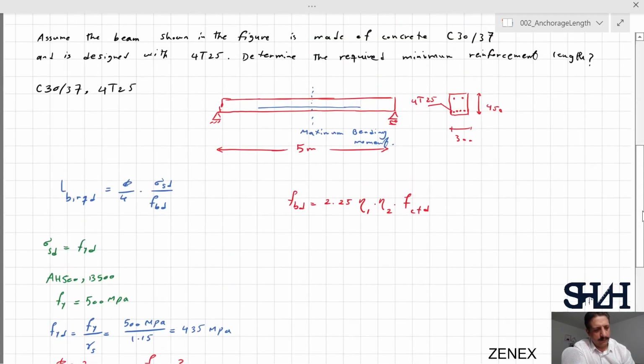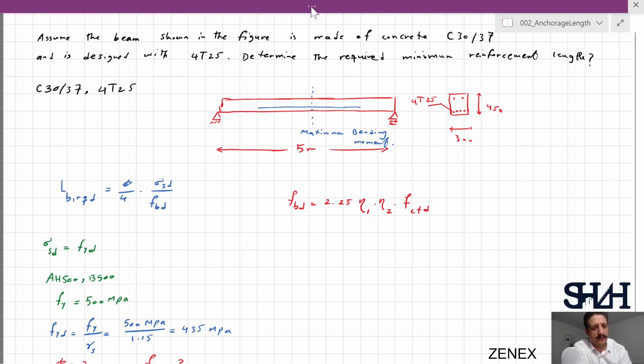So the reinforcement is going to be in the bottom because we have maximum positive bending moment. As a result, the bottom of the beam will be under tension. And as far as it is close to the bottom and it is between 250 and 600, we assume that it has a good bond.